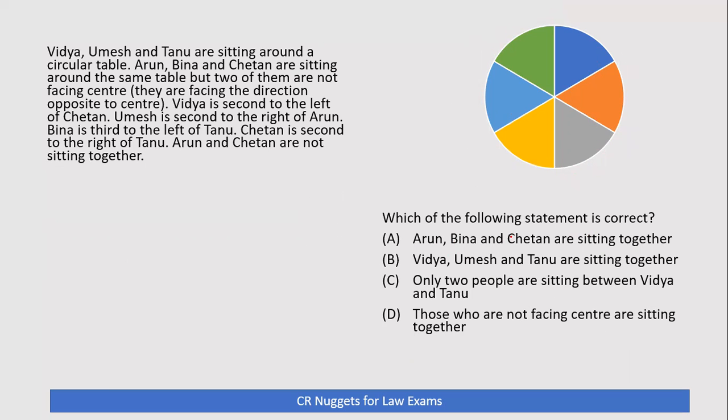Which of the following statements is correct? Arun, Beena, and Chetan are sitting together. Again, if you want, you can draw the diagram, but now I'm sure that you know how to solve it. And D is straightforward. Those who are not facing the center are sitting together. We know that. We have fixed C and B here, and both of them are looking outside. So guys, I hope you understood how to solve this question.